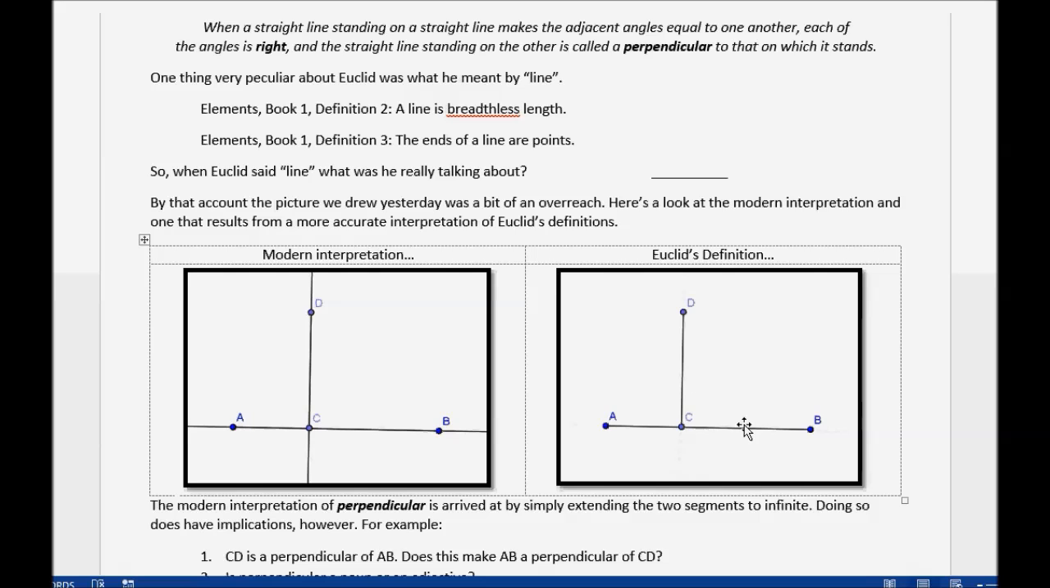So what that means is we need to figure out if all four of these angles are right angles, or if we're stuck with just the two from Euclid's definition. And what we're going to do now is open up GeoGebra and have a look.